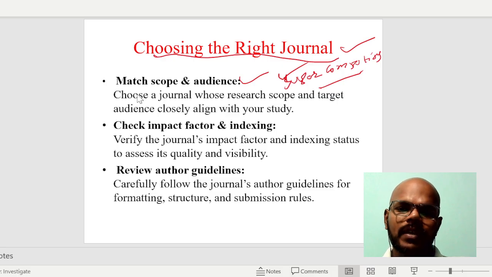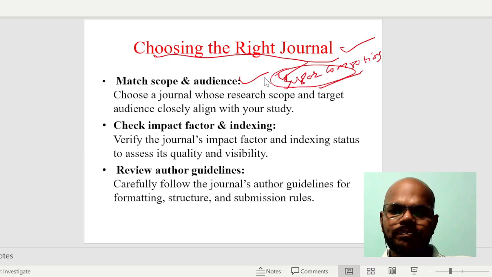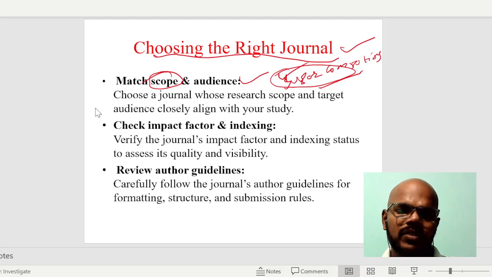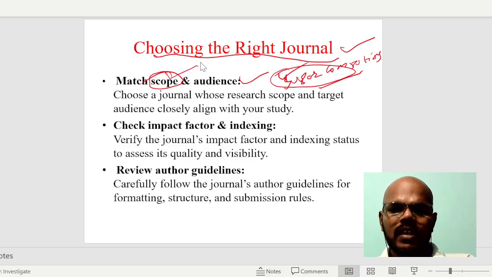This supercomputing journal is computing oriented. That comes under what we call the scope of a journal. For example, if you submit a computer science paper to a mathematics journal, they will not accept it. They will simply say it is out of scope. So that's why we have to think about the scope of the journal before submitting your research article.